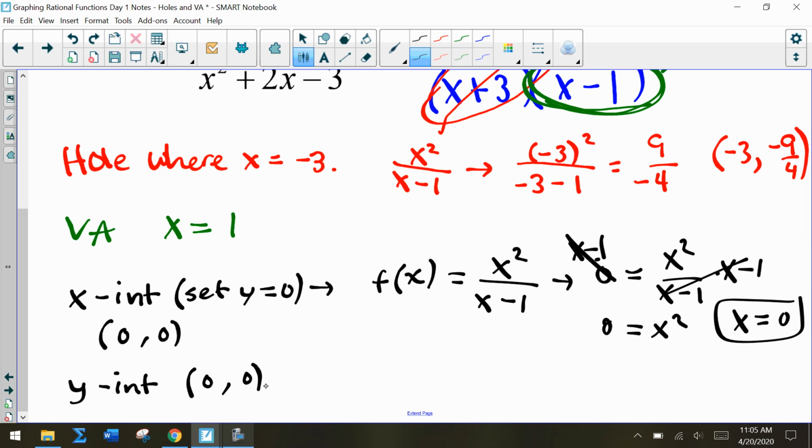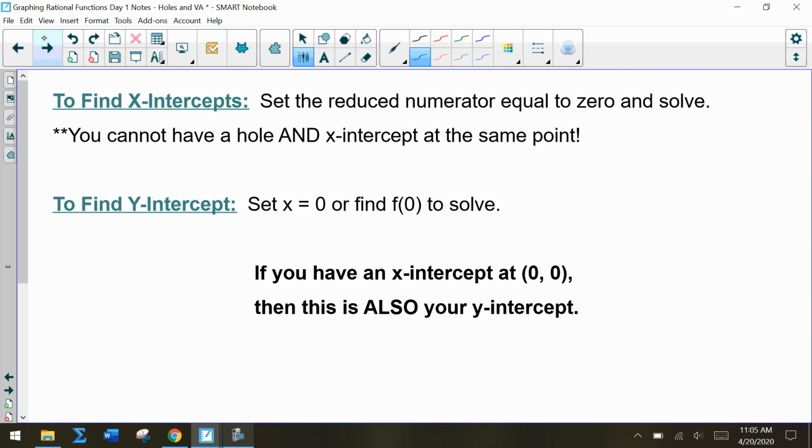So we're still using the same strategies to find x and y intercepts. To find x-intercepts, we're going to set the reduced numerator equal to 0 and solve. And you cannot have a hole and x-intercept at the same point, which is why we need to use the reduced function. To find the y-intercept, we're setting x equal to 0, or we'll find f of 0 to solve. But if you have an x-intercept at 0, 0, then this is also your y-intercept. So that's just a way that we can jump to that answer.